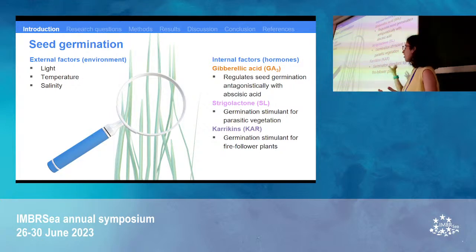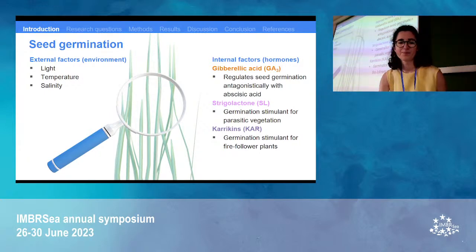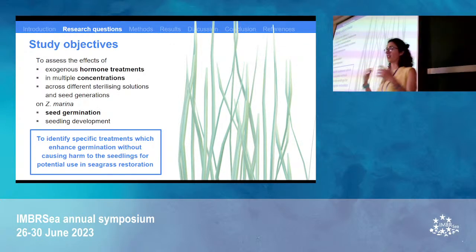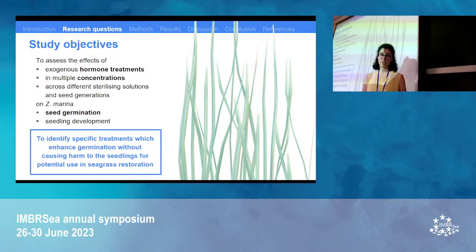And strigolactones and karrikins, instead, are quite a novel find, and they're known to promote germination, the first one in parasitic vegetation and the second one in fire-follower plants. So, yeah, as I was saying, because they're quite new hormones, that's a bit of a research gap. There are no studies done yet on strigolactone and karrikin application to seagrass.